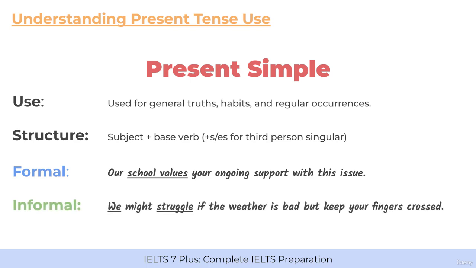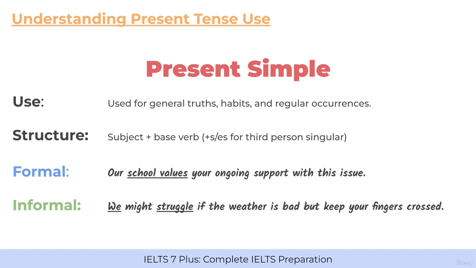We might struggle if the weather is bad, but keep your fingers crossed. So here we have an informal example of present simple tense. We might struggle if the weather is bad, but keep your fingers crossed. We subject, struggle is our base verb. Okay, so just a few examples there of the present simple. You probably will find that you'll be using this quite often in your practice answers.